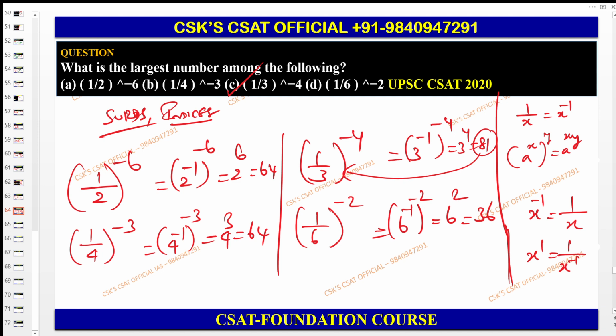Understood? Yes, sir. Okay. So like this, that 1 by 2, that 2 comes in the numerator, means that can be written as 2 power minus 1. Right? Yes, sir. Okay.